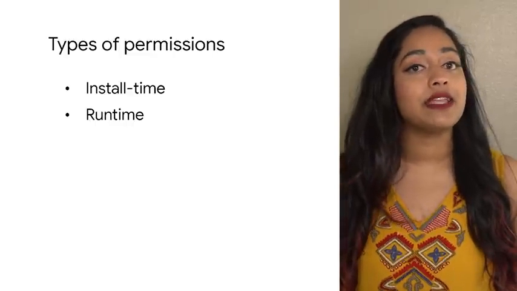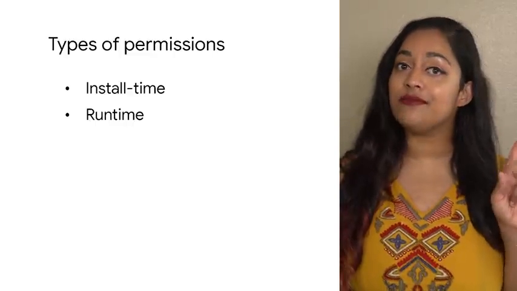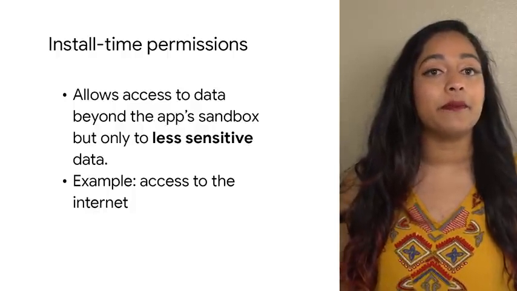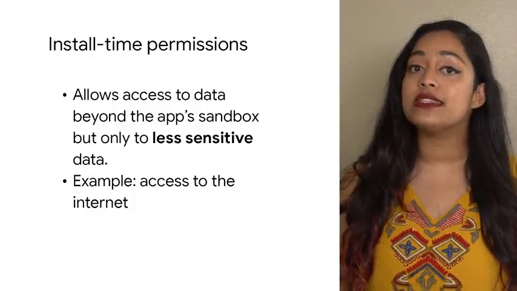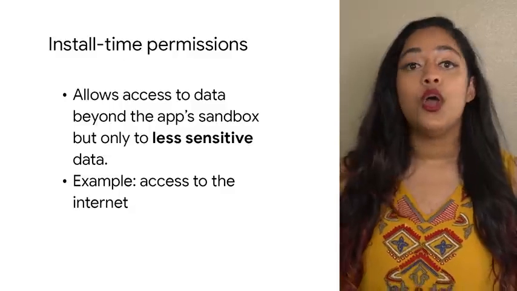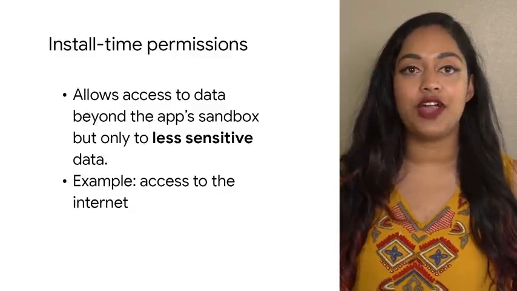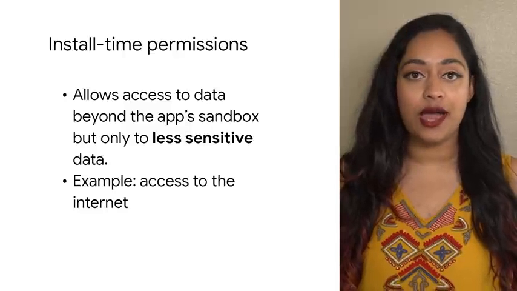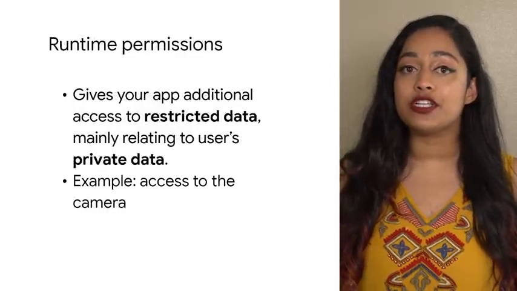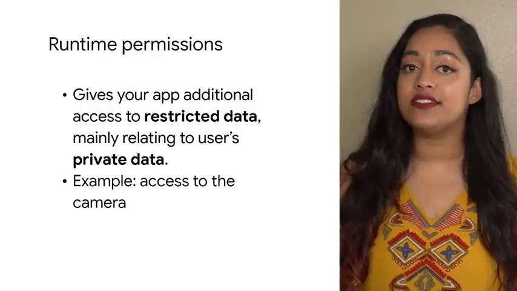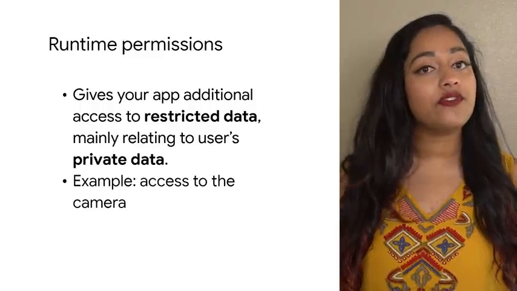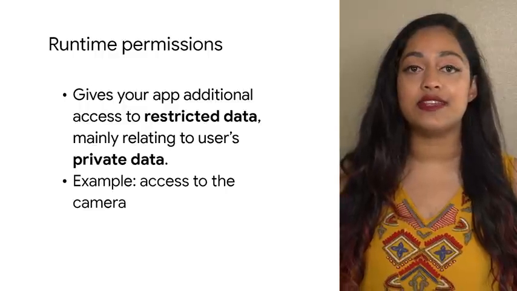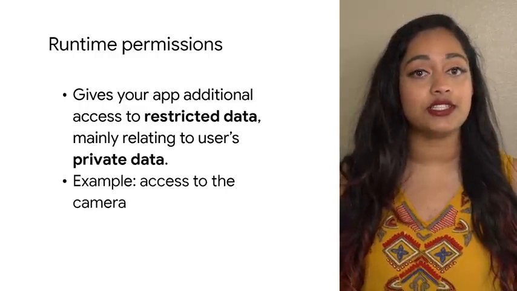Android has two main types of permissions: install time and runtime. Install time permissions allow access to the data beyond the app sandbox, but only to less sensitive data. When you declare install time permissions in your app, the system automatically grants the permissions when the user installs your app. Runtime permissions control access to more sensitive data and actions. Therefore, you need to request them in your app before you can access the sensitive data or perform restricted actions.